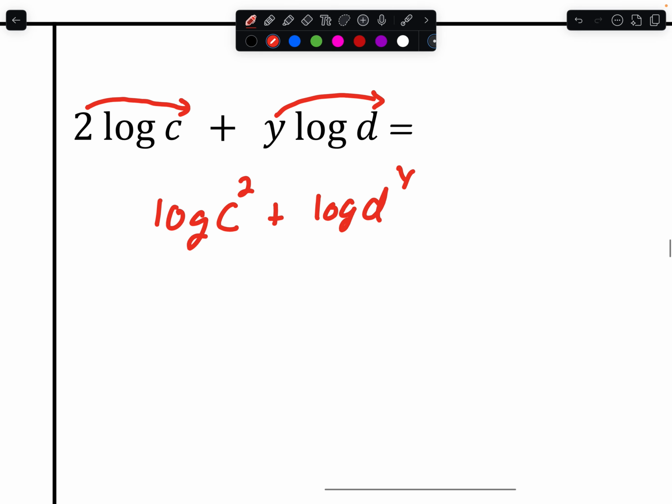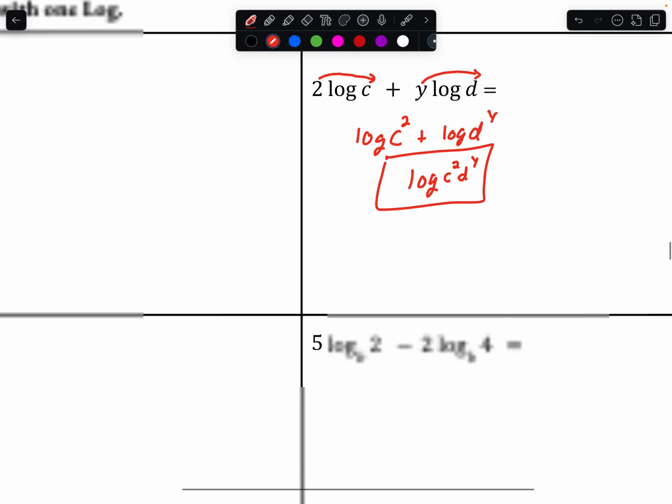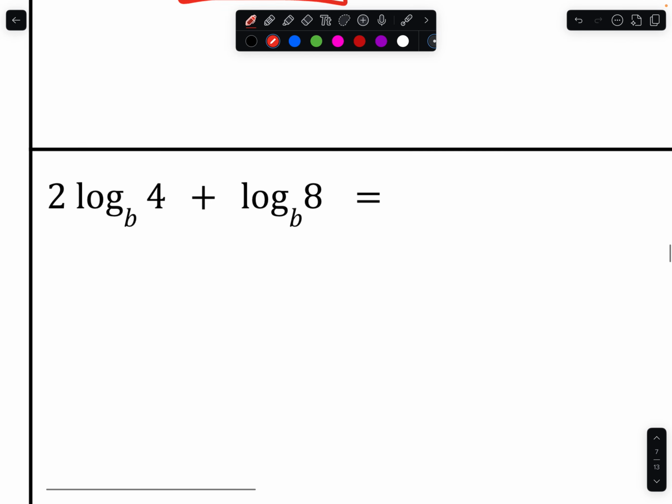Okay, so now if you notice here, I'm adding two logs with the same base. So I can combine them. I can say under one log, this is the same as c squared times d to the y power. Okay, so you can see how that's following very similar rules as your exponent rules when addition and multiplication are related. Okay, now we look at this next example.